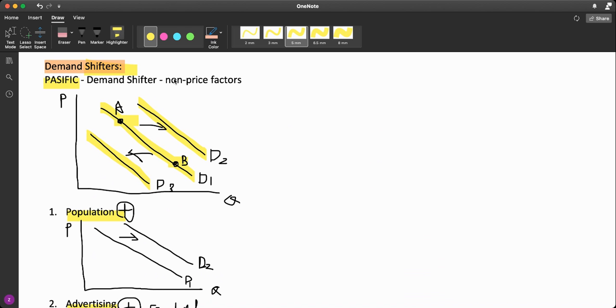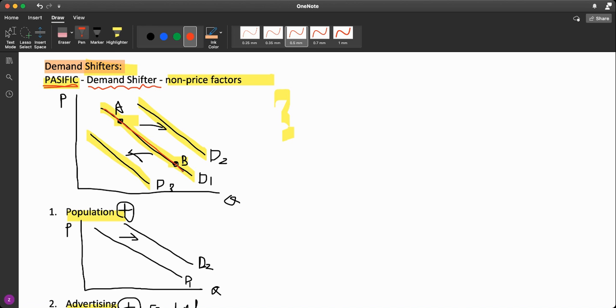These are all the non-price factors independent of price. And I can imagine you'd be like, wait, what? PASIFIC? What is that? So PASIFIC stands for population, advertising, substitution, income, fashion or taste, interest rate, and complements price. And these factors are the demand shifters, meaning they contribute to the entire shift of the demand.